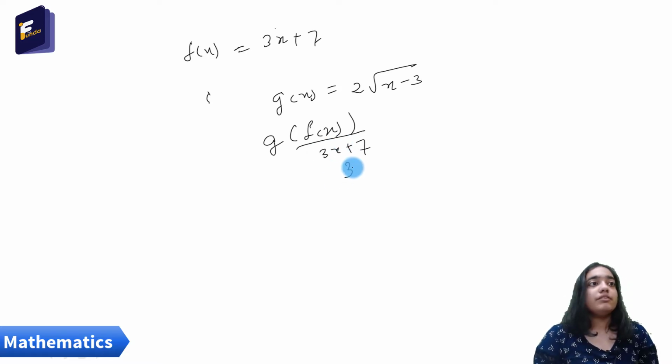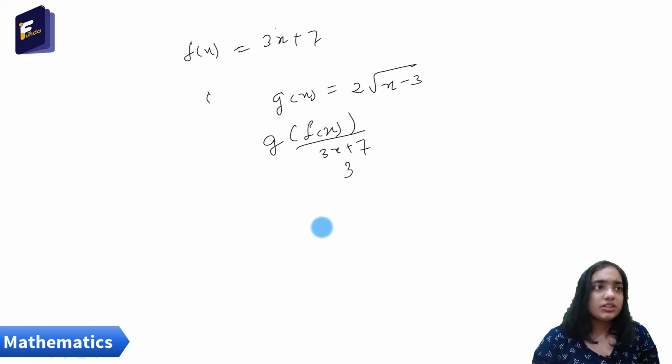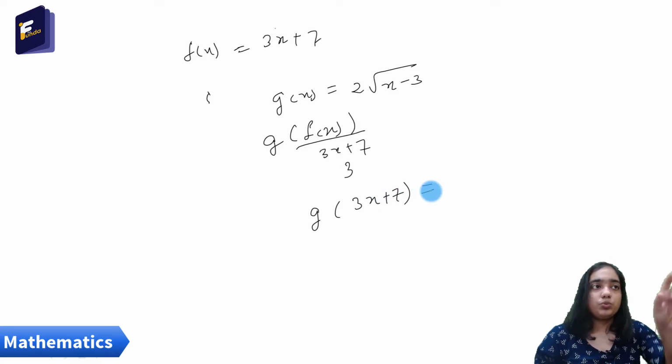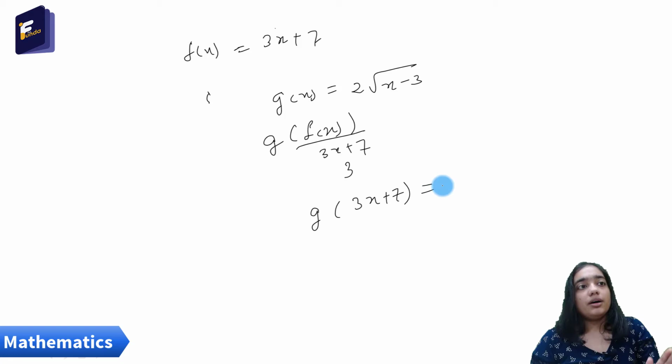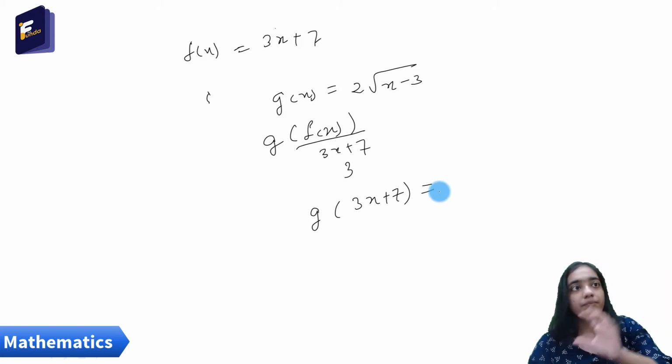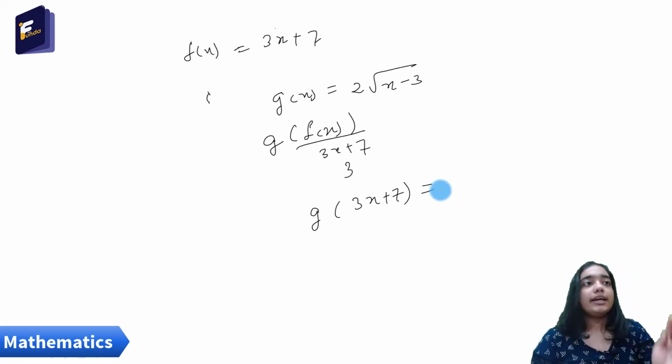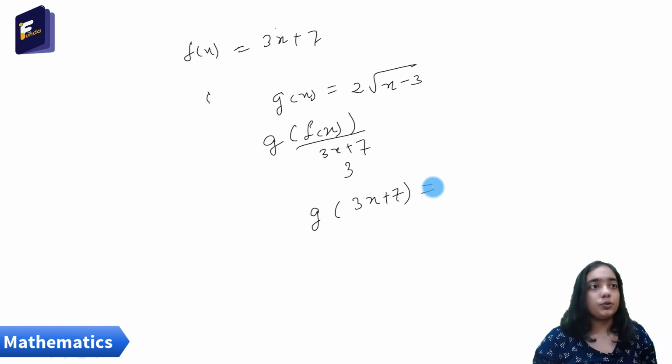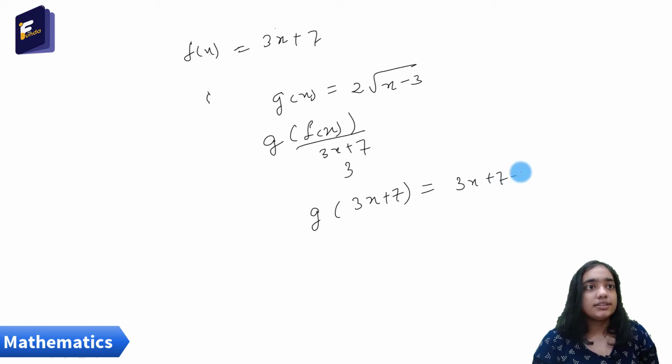Now this 3x plus 7 we will put in g. So what will be the value? It will be g of 3x plus 7. That is equal to, g is such a function that will subtract 3 from the input, take its root, and again multiply the answer by 2. So it will be 3x plus 7 minus 3 square root into 2. So it will be 2 root 3x plus 4.